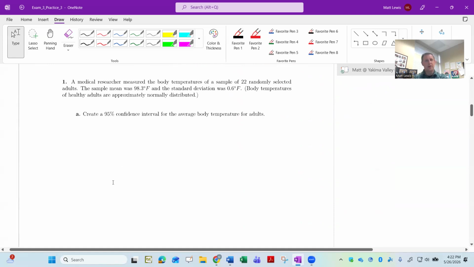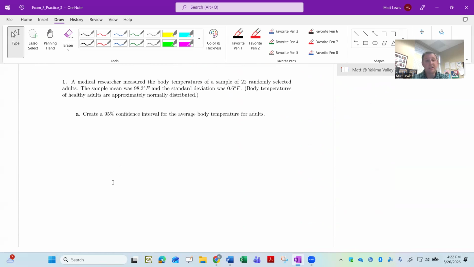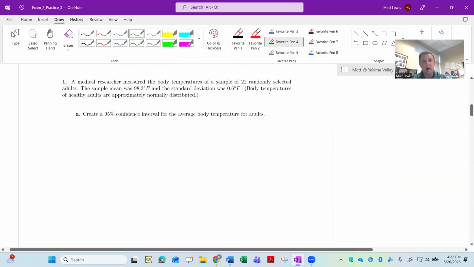A medical researcher measured the body temperatures of a sample of 22 randomly selected adults. The sample mean was 98.3 degrees and the standard deviation 0.6. We're told here that the body temperatures of healthy adults are approximately normal. Create a 95% confidence interval for the average body temperature.